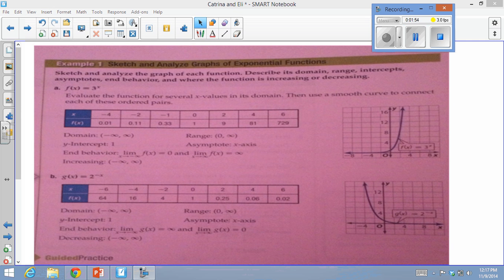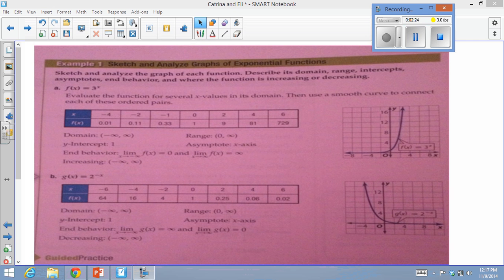This example of exponential functions includes sketching and analyzing these graphs. So, our first example is f of x equals 3 to the power of x. We are going to evaluate the function by plugging in several x values for the domain. This way, we can see where the graph is headed. So, we plug in values for x such as -4, -2, -1, 0, 2, 4, and 6.